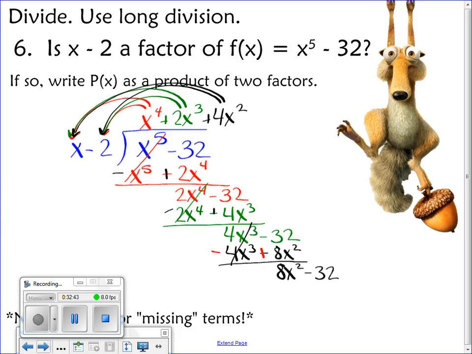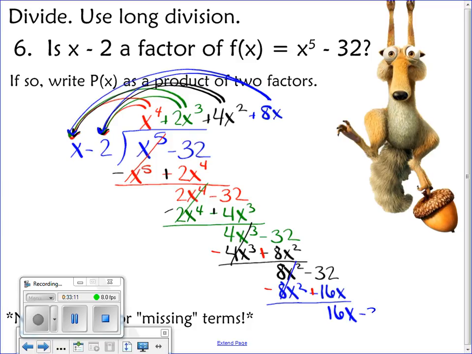What do you multiply x by to get 8x squared? 8x times x. 8x times negative 2. Then what? First term? Like terms? No. 16x minus 32. And we start again? This is fun, right?